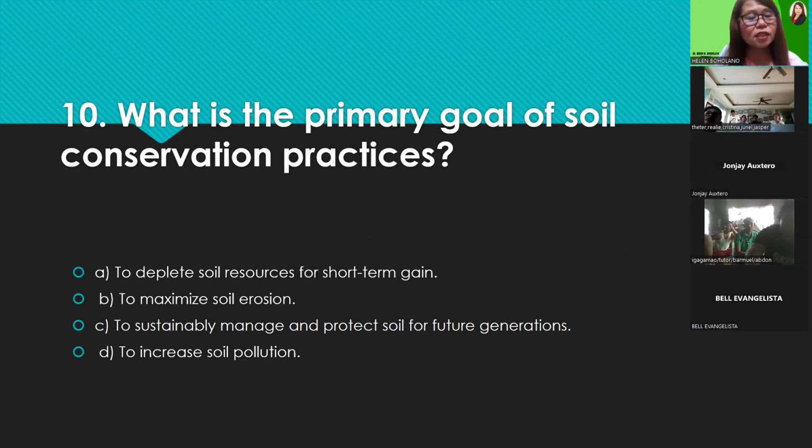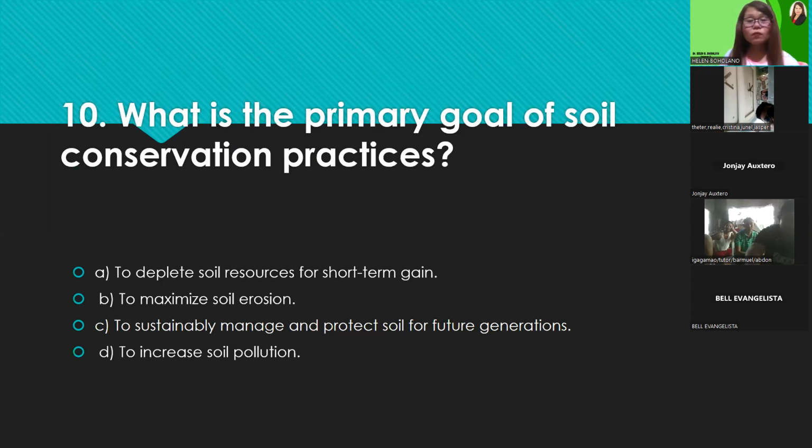Is it A, deplete soil resources for short-term gain? B, maximize soil erosion? C, sustainably manage and protect soil for future generations? Or D, increase soil pollution? Okay, let's check. So, C. Okay, all of you answered C.